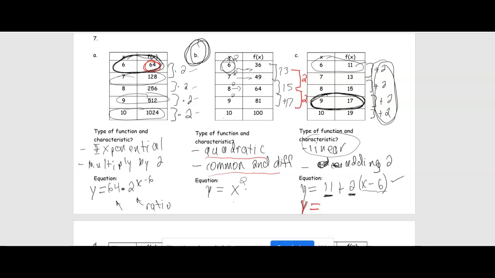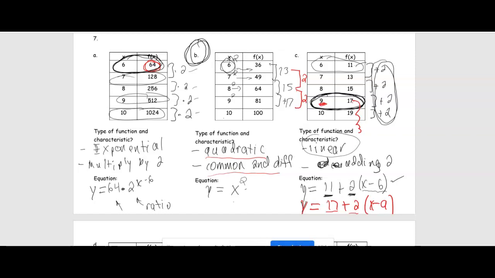I got y equals 17 plus 2, and parentheses x minus 9. Good. So if we would have started our table here, we're still adding 2 over and over again. So he starts with 17, continues to add 2. Since 17 is paired up with that 9, you would get x minus 9.